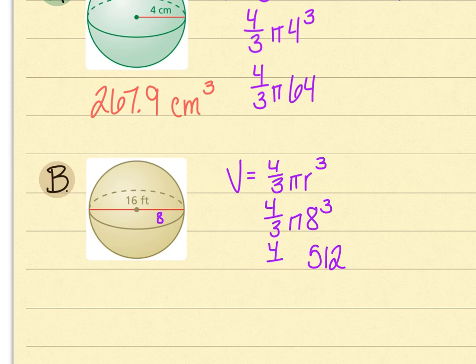And then we're going to times that by pi, times it by 4, and divide by 3 because it's on the bottom of that fraction. So 512 times 3.14 times 4 divided by 3 is 2,143.57, but that's going to round to 2,143.6 because I'm rounding to the nearest tenth, and that's going to be feet cubed.